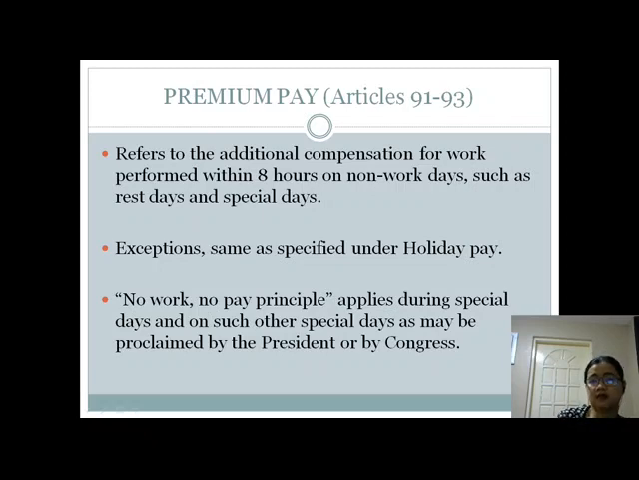Now again, this premium pay is actually the additional pay, no, given to those employees if the employee works on a regular holiday, special holiday, or during his rest day. Okay, so there are percentage additional pays for those particular days of work, no, which will be discussed further later on, on the succeeding slides.